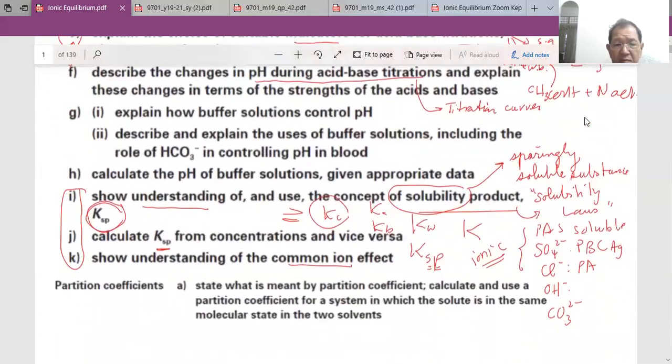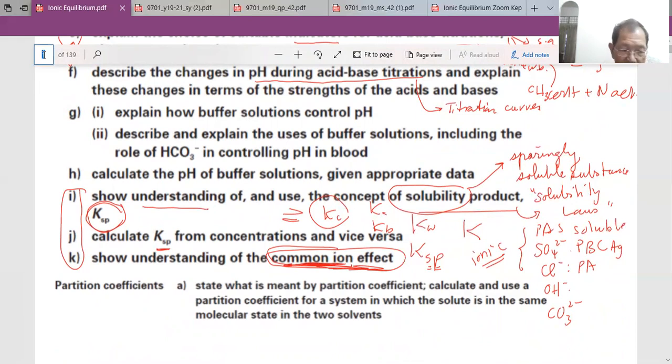See here? Show an understanding of the common ion effect. Don't think Cambridge put this word down here to decorate the paper. That means they want you to know it. They want you to use it if possible. And they will use it in the marking scheme. At least you know one different one.